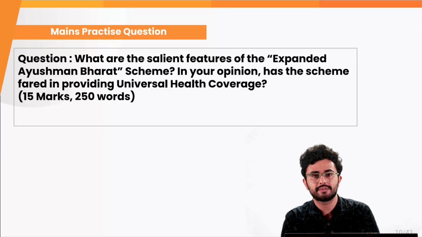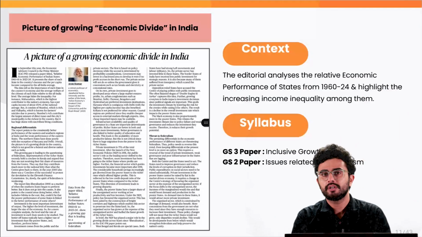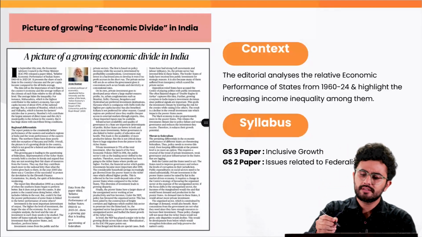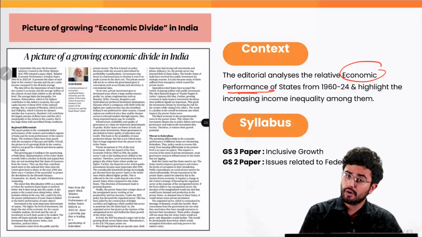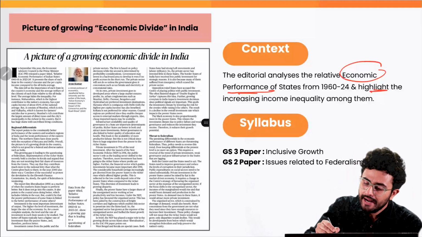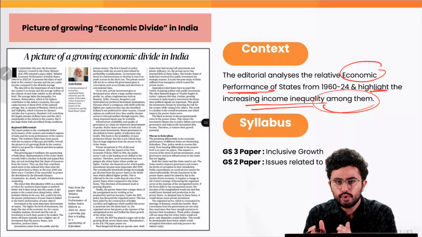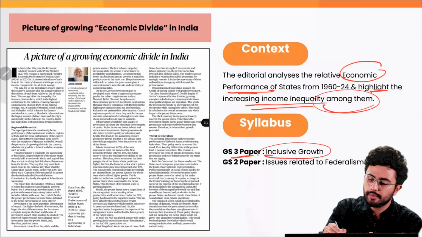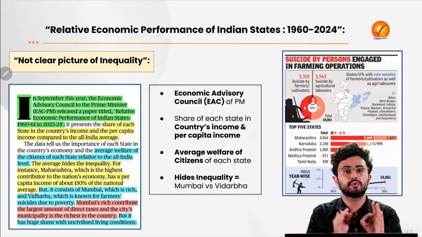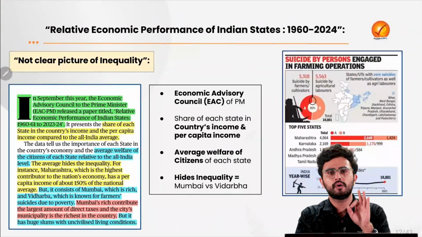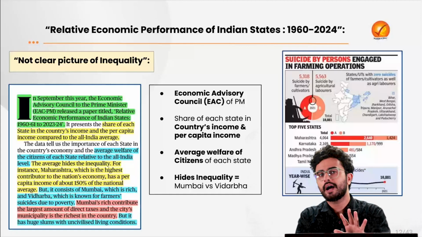Where we are actually going to discuss a very interesting editorial which appeared today in The Hindu, and it talks about the relative economic performance of the states from 1960 to 2024, highlighting the increasing income inequality among these states. An issue which forms an important component of your GS3 paper under the idea of inclusive growth, and GS2 paper under the idea of issues related to federalism. Here specifically we are talking about the issue of fiscal federalism. So let's first try to understand what this article suggests.